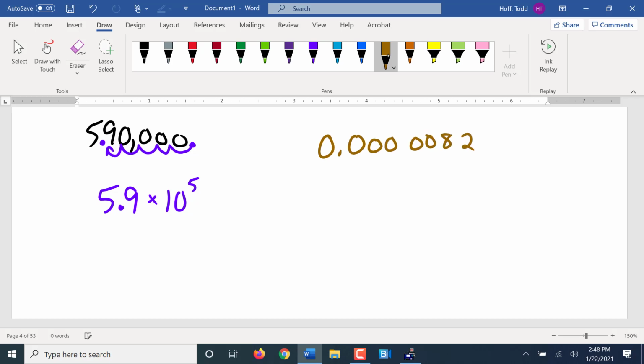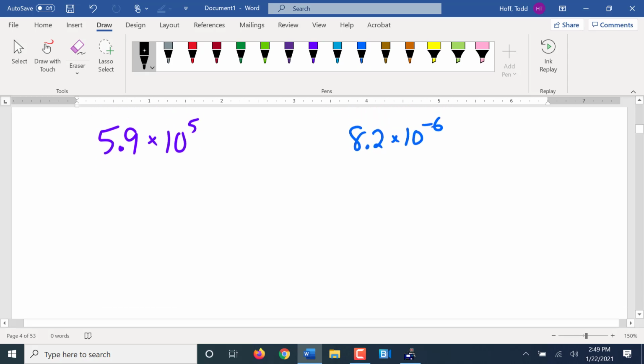So 0.000082, where is my decimal point going to go when I put that in scientific notation? Between the 8 and the 2. So my decimal goes there. It started over here. How many spots did it move? 6. Is it going to be positive or negative? It's 10 to the negative 6. This number was smaller than 1 to begin with, so it's a negative power of 10 for the place value.